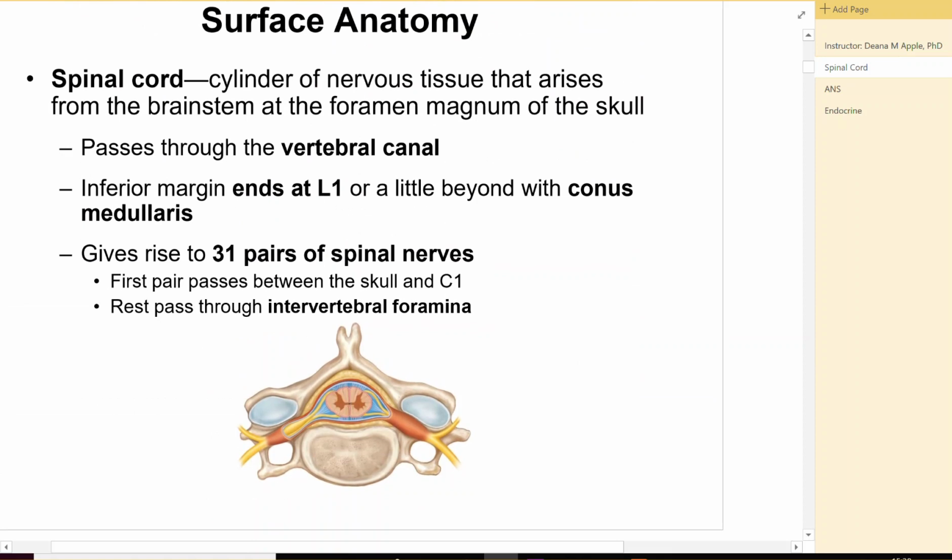So we have these nerves coming out all the way down to L1, L2, and then what happens at L1, L2? Sort of. It's no longer the spinal cord. It becomes the cauda equina.